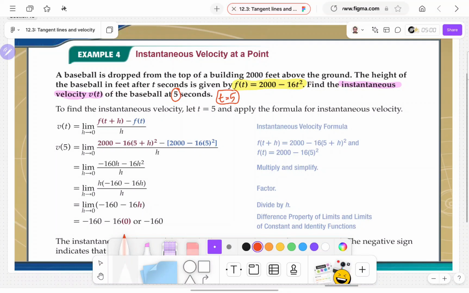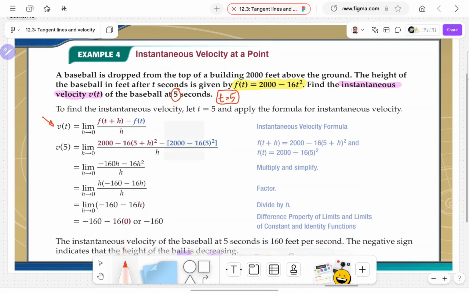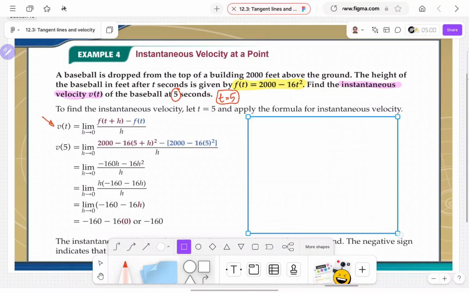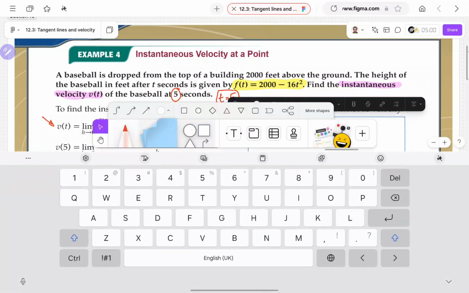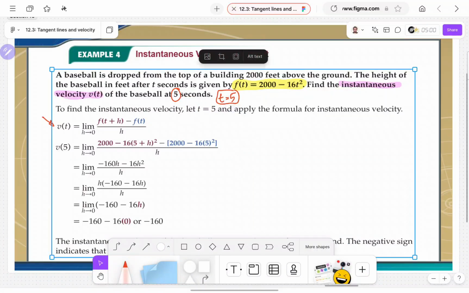So the formula is v(t) equals the limit as h approaches 0. You write the formula. Now as we know, we need to replace t plus h. Let me use this space here so we can write anything we need.